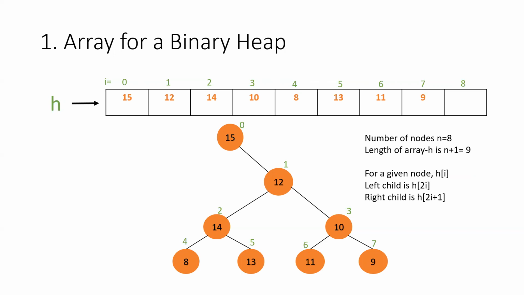So here for a given node h of i, the left child is h of 2i and the right child is h of 2i plus 1. Here h is the array and i is the index. And the values in the root in the given heap are placed in the array according to the index values.